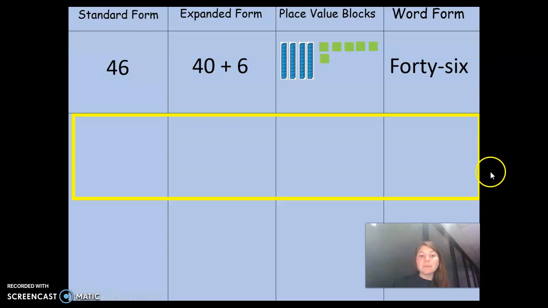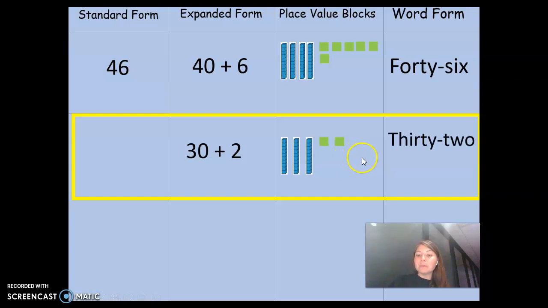Now let's try another one. We are not always given all of the forms. We might have to create them. So we're given expanded form, 30 plus 2. We're given place value blocks. I see 3 10s, I see 30, and I see 2 1s, I see 2. Our word form, if we read it, says 32. So now what's my standard form going to be? Write the standard form of the number that's missing. 32.